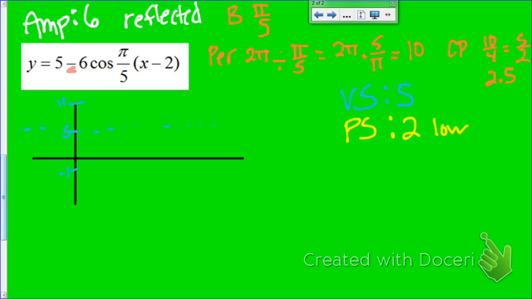Okay, the first point I'm going to mark is 2. And then I'm going to keep adding 2.5 each time. So the next one will be 4.5, 7, 9.5, and 12.